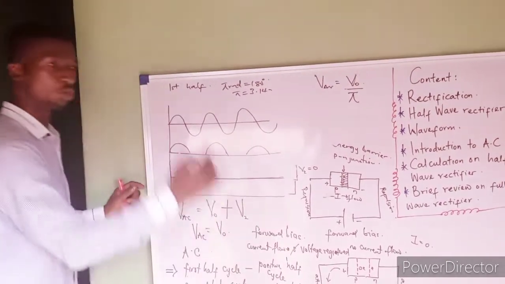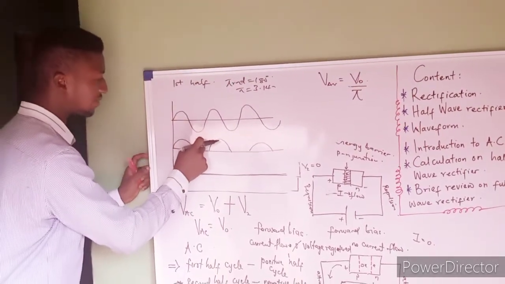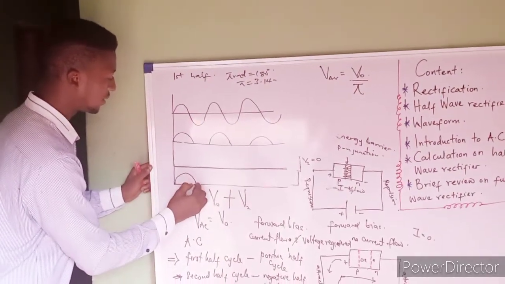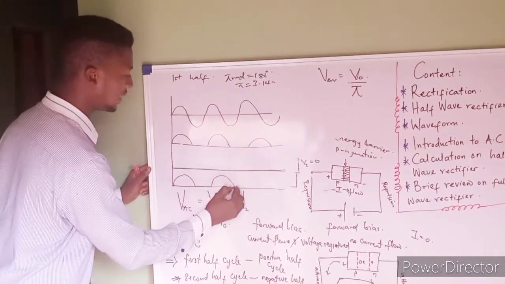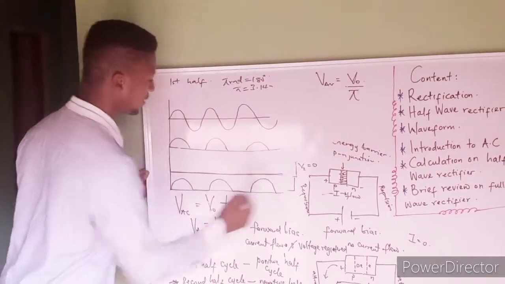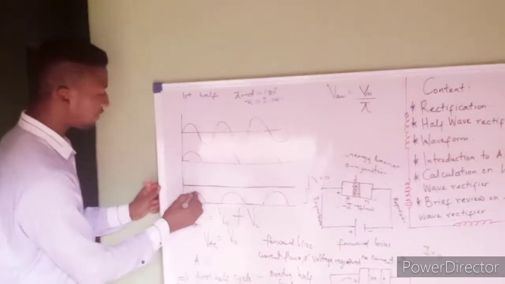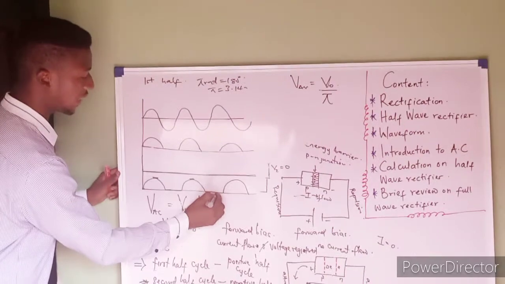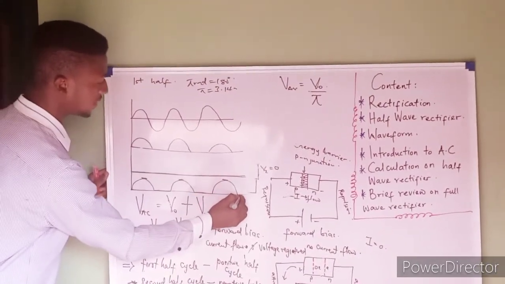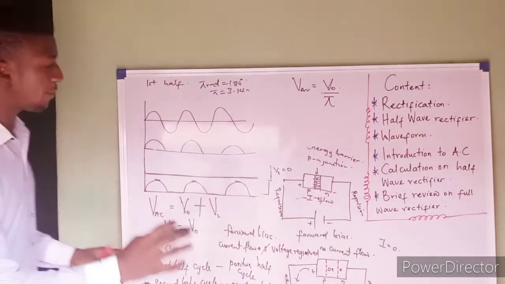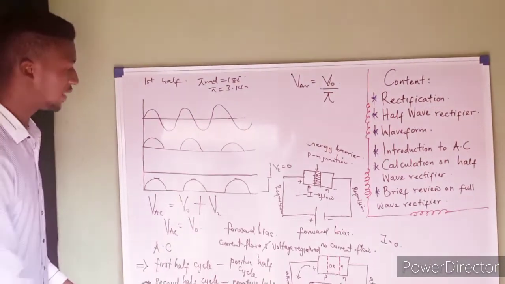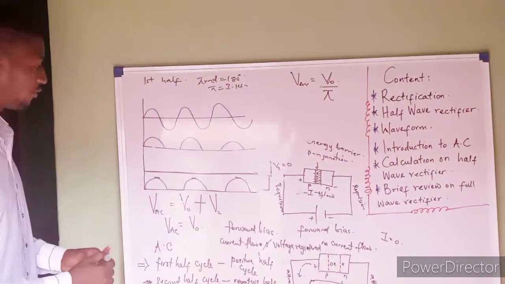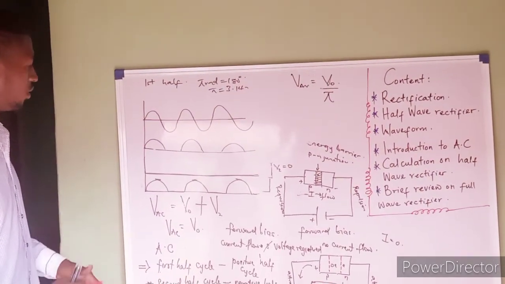When we now combine the two together, the first half cycle and the second half cycle, what will now be shown will be something like this. Meaning that we only have the peak voltage and the zero. These are the two types of voltage that you can ever register in a half-wave rectifier.